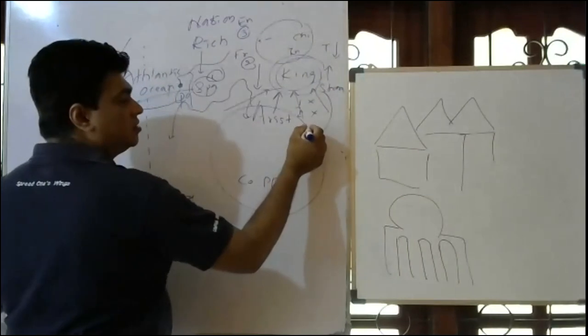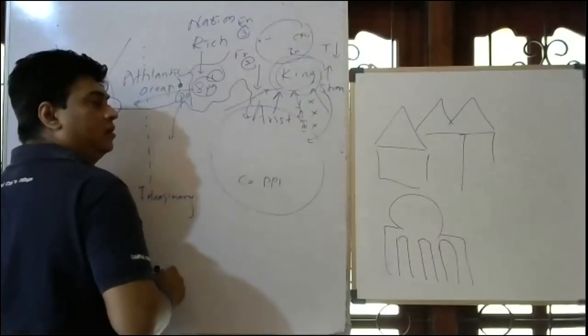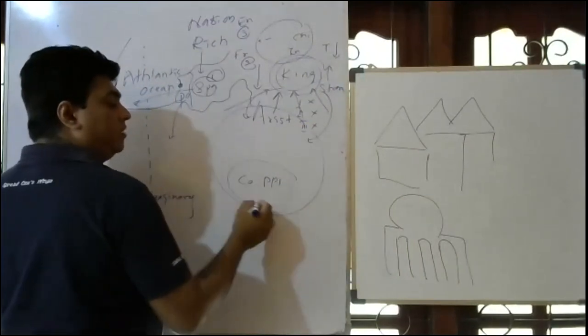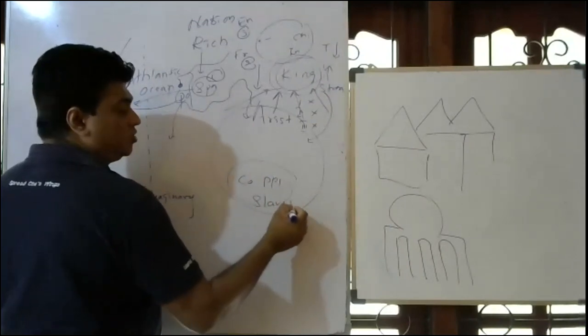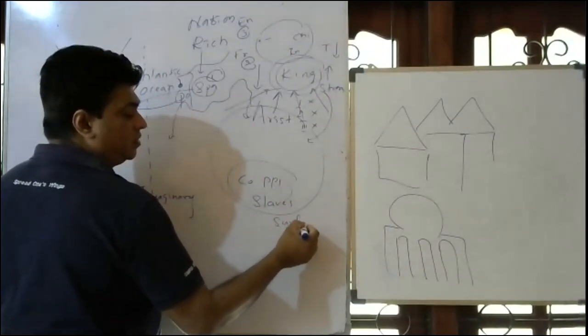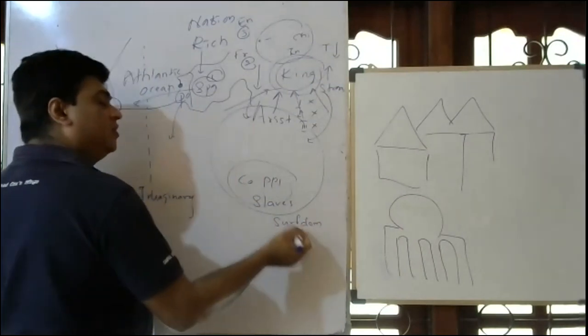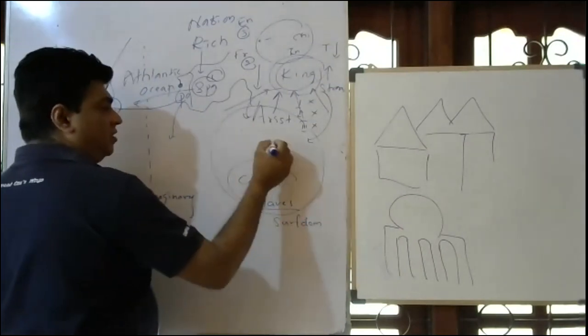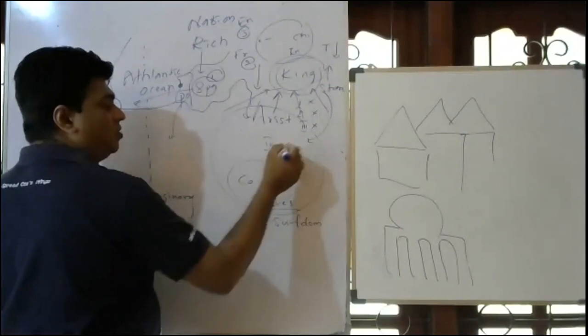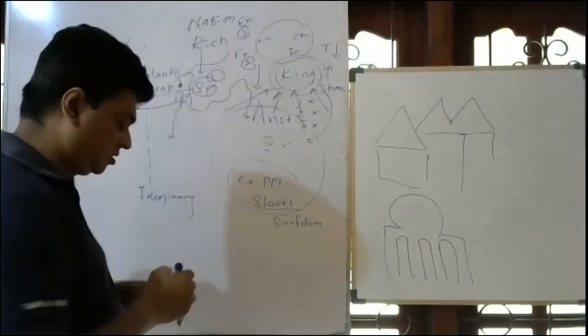So then the third answer is also wrong. No developed trade pattern, but common people were slaves. Slaves means serfdom, so we call this serfdom. Serfdom means slavery. Yes, the fourth answer is correct.